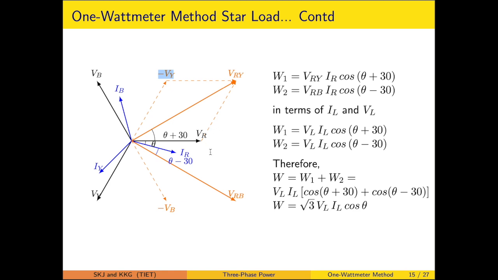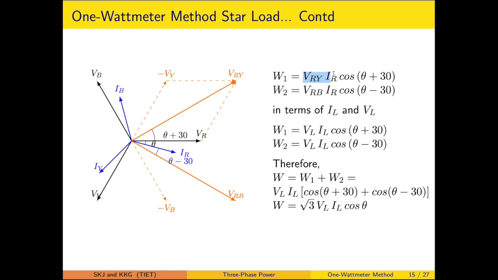Likewise, the other voltage measurement which we have done is VRB. To facilitate VRB, we have to draw a negative voltage of VB, and the law of parallelogram can be applied likewise. So for this measurement, between IR and VRY there is an angle theta plus 30 degrees, whereas corresponding to IR and VRB, the angle will be theta minus 30 degrees.